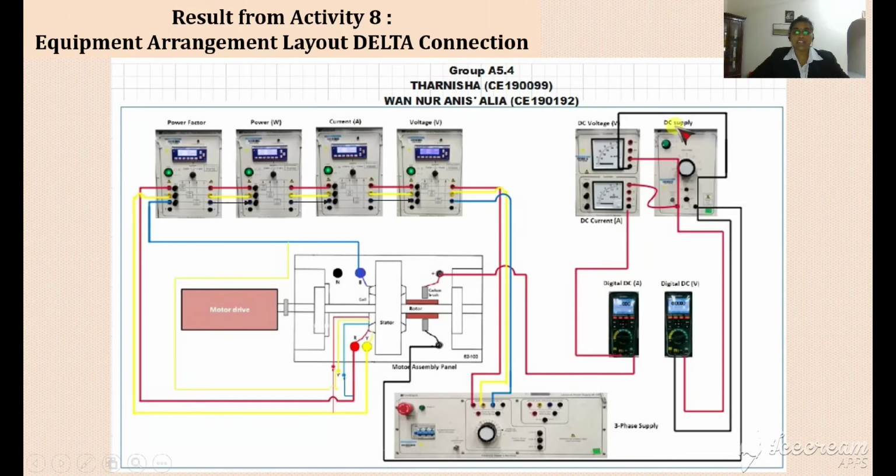From the three phase, we can see this is the three phase supply. The outgoing is to the measurement instruments, which are voltage, current, power, and power factor. Next, from the power factor, the outgoing is to the stator of the motor. So we have changes at the stator connections, which I will explain in the next slide. Then what we can see here is the DC supply. The DC supplies are given to the rotor of the motor.